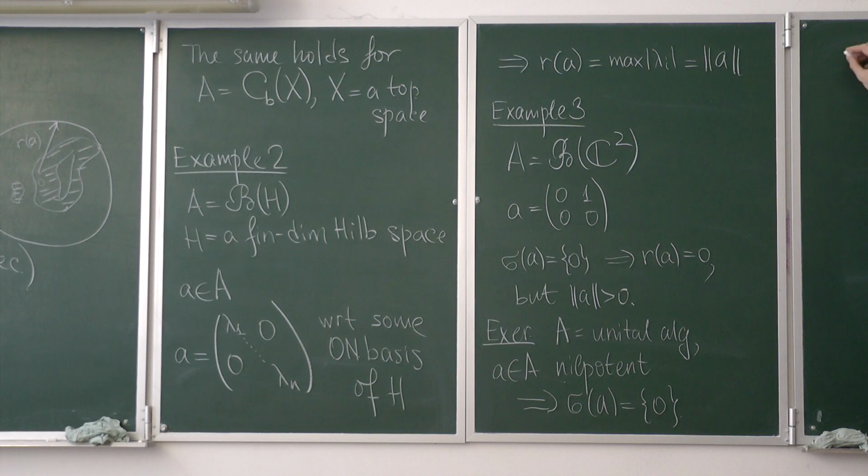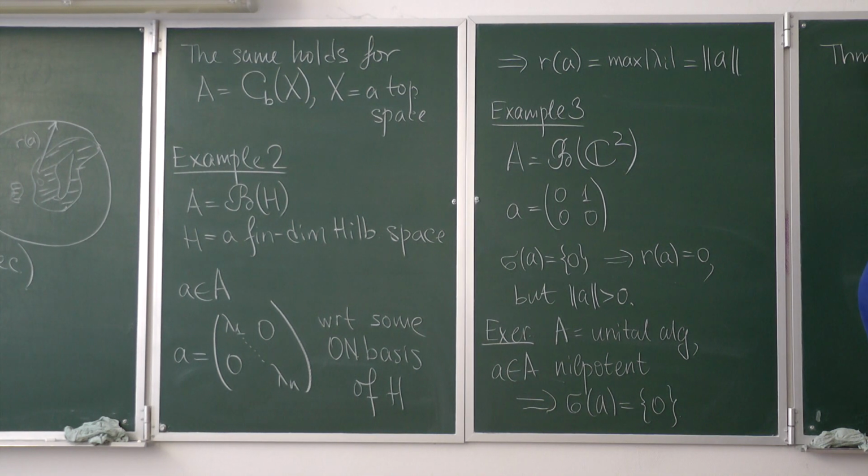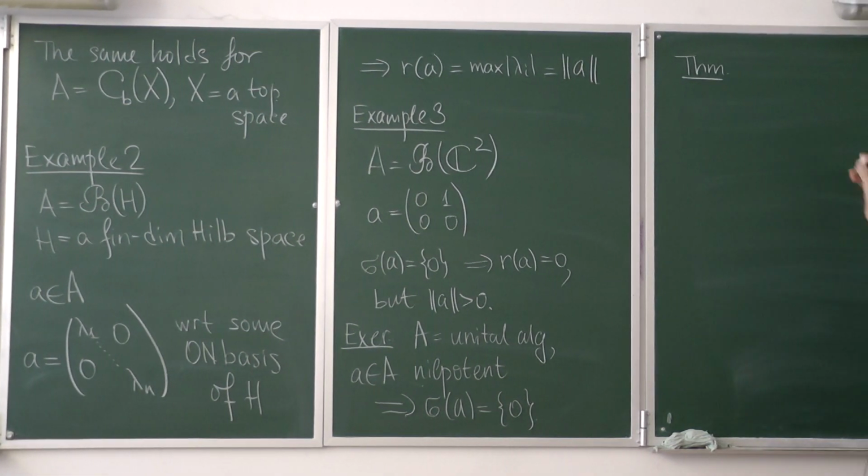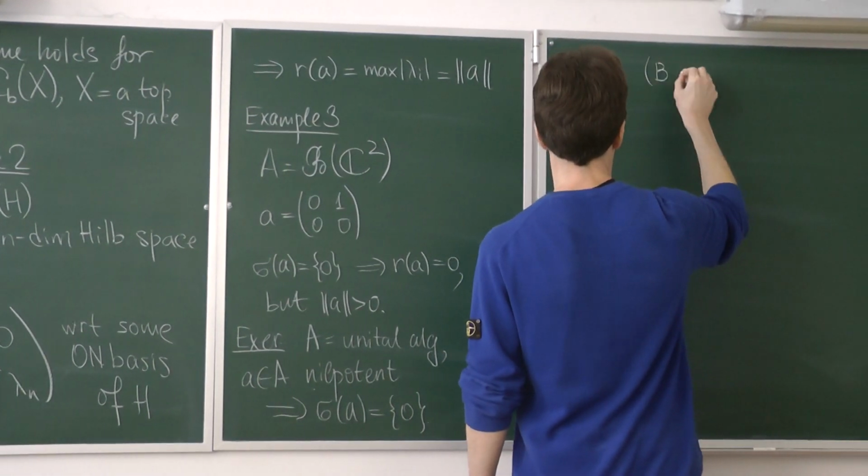Okay, now we have the following general result, which gives a useful formula for the spectral radius. This is the so-called Beurling-Gelfand formula.